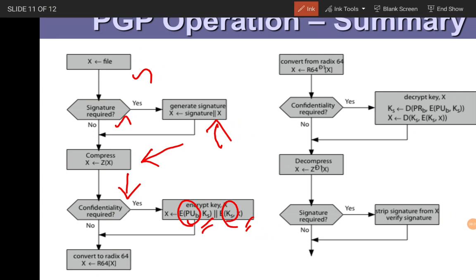At the receiver end, initially we apply the Radix 64 conversion. Then we recover the session key and we recover our original message. If the signature is there, then we compare the signature for verification.